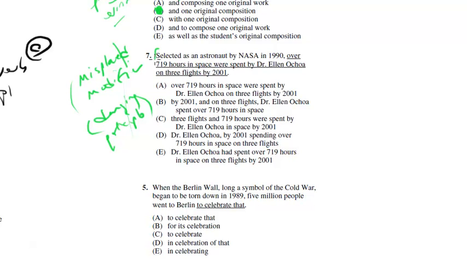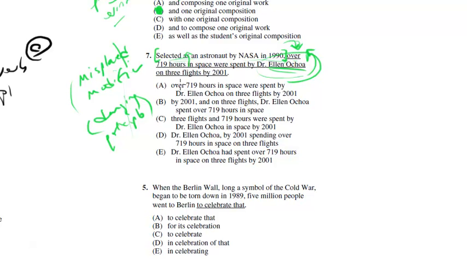Now, it hinges on this piece right here, selected as an astronaut by NASA in 1990. So this is a kind of introductory fragment that's going to modify whatever comes directly after it, after the comma ends. So we're expecting a person here, right? A person was selected as an astronaut by NASA, aka Dr. Ellen Okoa. What is it actually literally saying? Well, it's literally saying that over 719 hours in space was selected as an astronaut. That doesn't make sense.